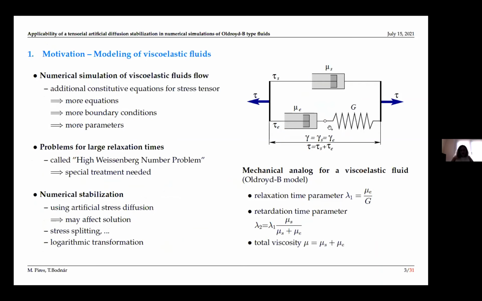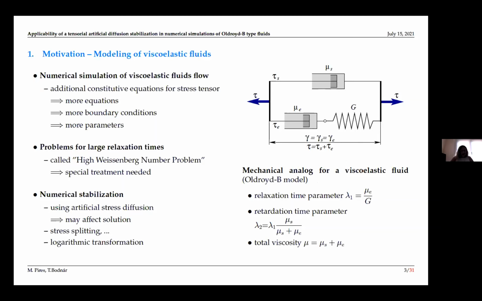This picture represents an example of the mechanical analogous model of the effects of different contributions in the Oldroyd-B model. From the property of viscoelastic fluids to store and recover energy, we can define two time scales. The relaxation time scale, defined by the parameter lambda 1, indicates the time during which the fluid remembers the history of its flow. It is defined by the ratio between the elastic viscosity, represented here by the dashpot, and the Young modulus, which translates the elastic effect represented here by the spring. And the other time scale is the retardation time, represented by lambda 2.